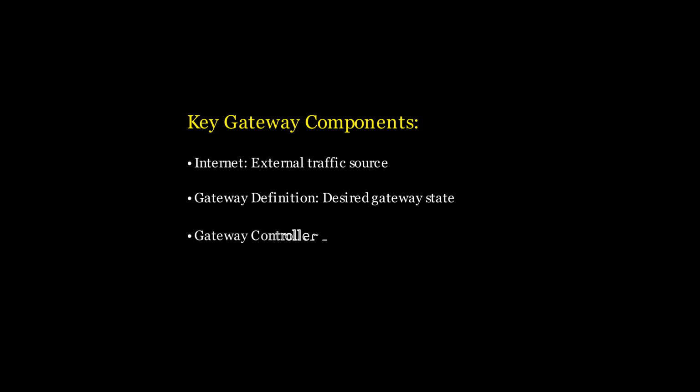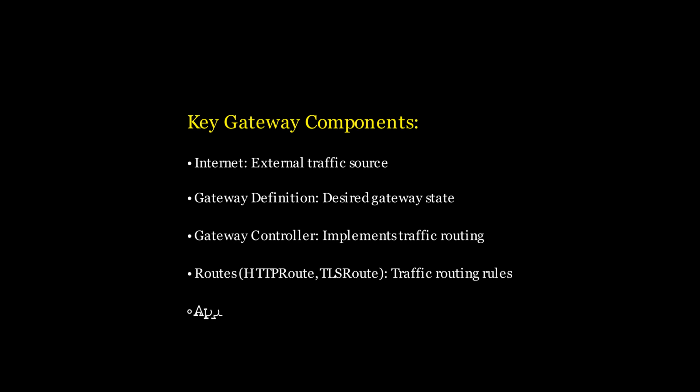Let's examine the key components of a gateway setup. The Internet connects to the gateway definition, which specifies the desired state of the gateway. This connects to various route resources like HTTP route and TLS route, which define how specific types of traffic should be handled. The Gateway API provides the interface, and the Gateway Controller implements the actual traffic routing. Applications receive traffic based on the routing rules.